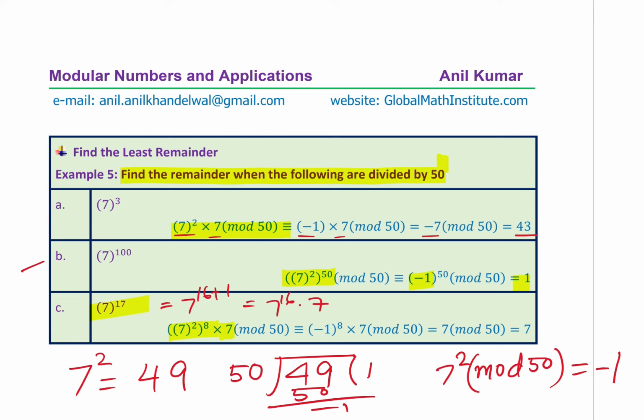Since we know 7 squared mod 50 is what? It is minus 1. So we'll replace this by minus 1 to the power of 8. It becomes positive 1, times 7. And therefore, the answer now is plus 7.